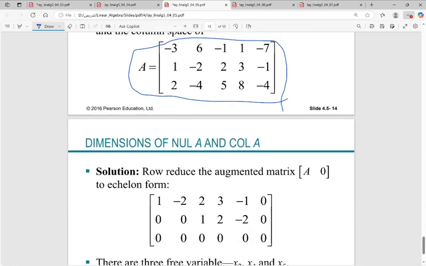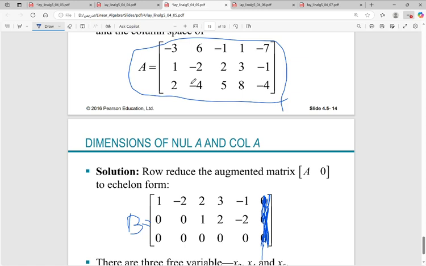We compute its echelon form. Ignore this last column, you don't need to pay attention to it. The rest of this matrix is the echelon form of matrix A, so you call this matrix B. You have matrix A, the original matrix, and you find its echelon form like this, matrix B.